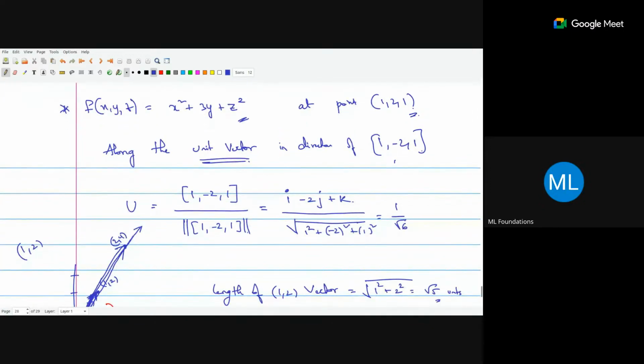So first of all, for finding this, let me just complete it. I need the unit vector. If I divide by the norm, I will get the unit vector: 1 by root 6 comma minus 2 by root 6 comma 1 by root 6 is the unit vector along the direction 1 comma minus 2 comma 1. So I got u, and then I need to get del f transpose.